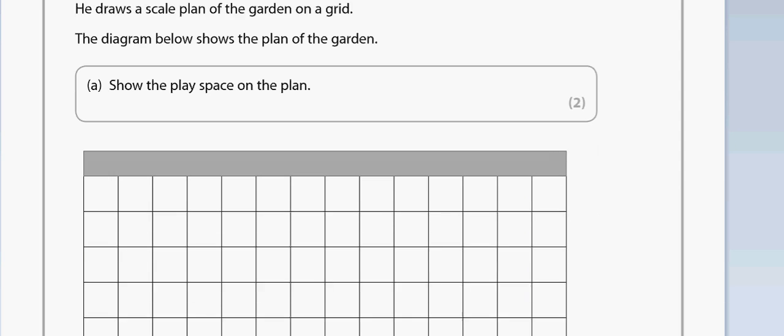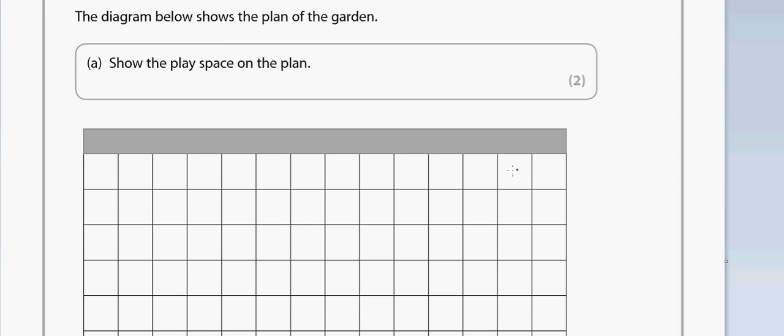Now it doesn't specify where this play space goes. So if I take a straight line, now if I go, say, from here to here, let's get a little bit further. Now that would be 4 squares. So this would be 4 squares. So this is 1 metre, 2 metres.